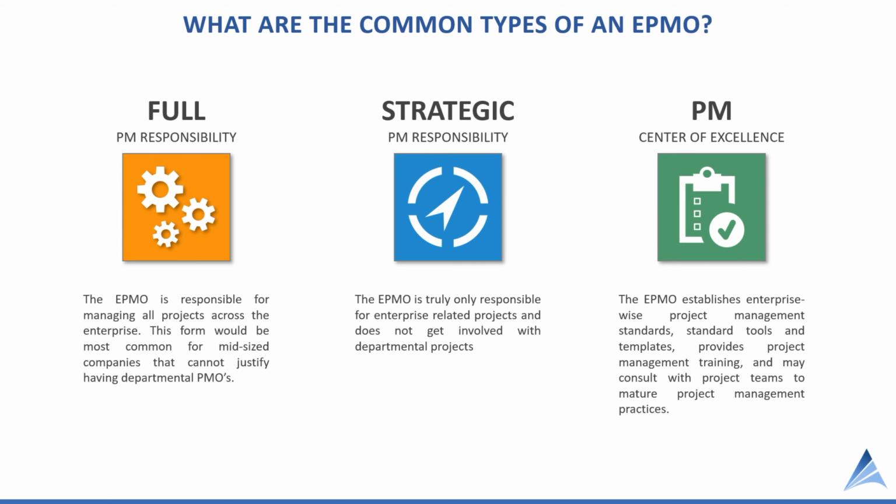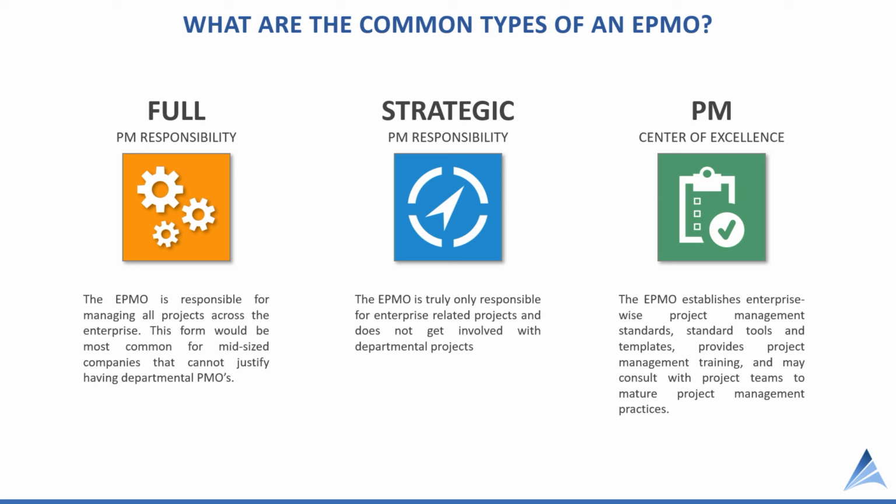So the common types of a PMO, we'll elaborate here. The first one is where you have full project management responsibility. This means that you've got one team of project managers that supports project management across the entire company. This type of PMO might be more common for a smaller or mid-sized company where they cannot justify a departmental PMO. Rather, they have one team of project managers that supports the entire company.